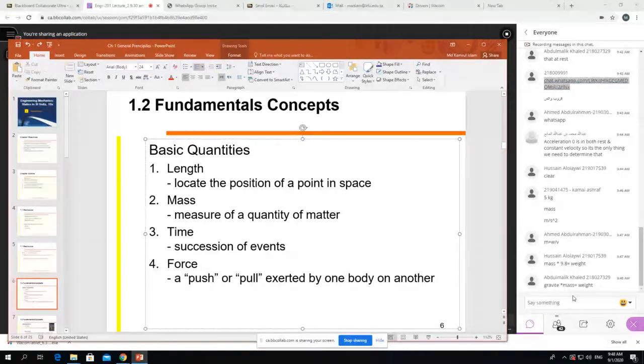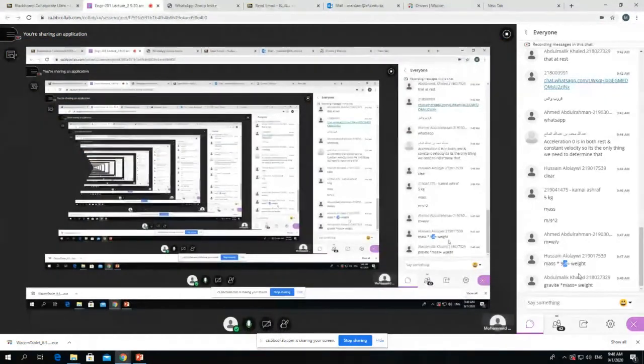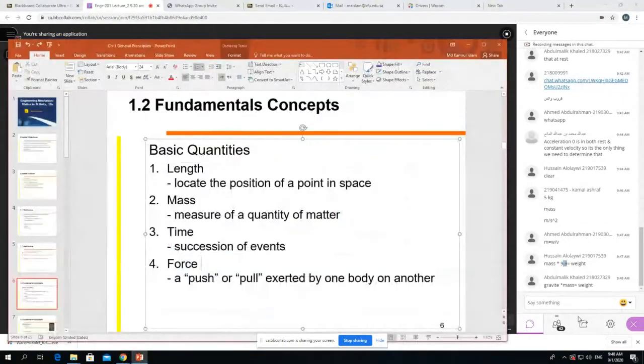Gravity and mass is weight. No, Abdul Khalid, Hussein was correct. Mass into 9.8 is the weight. He was correct, right? Abdul Khalid, no, it's not correct.